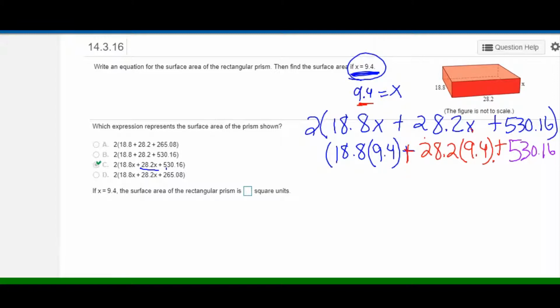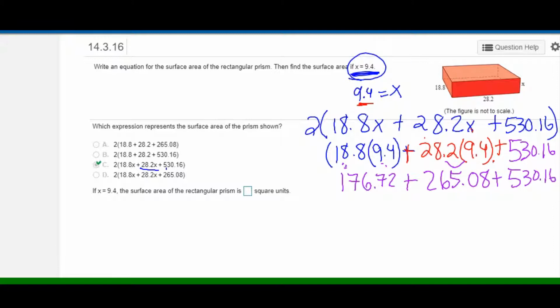So now I'm ready to multiply. If I want to figure out the area, I have to multiply two-dimensional. Area is two-dimensional. So it'll be 18 8/10 times 9 4/10, and that's going to be equivalent to 176 and 7200ths. And then I have to find how much space my front and back lateral face is taking up. So I can multiply 28 2/10 times 9 4/10. Then I end up with 265 8/10. And then I need to add 530 1600ths to that.